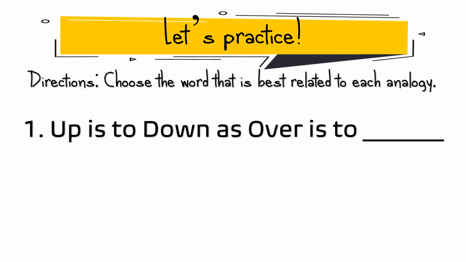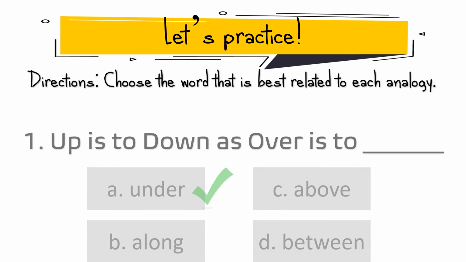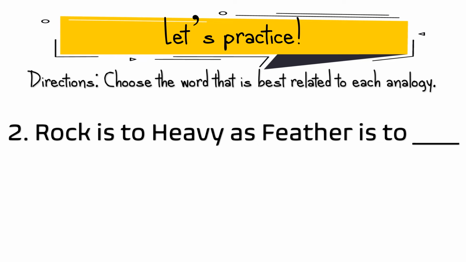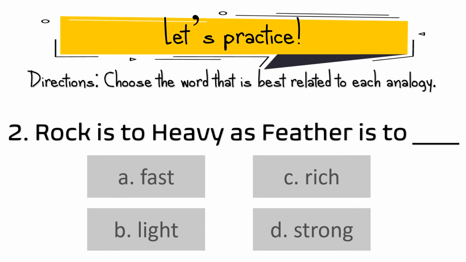Number 1, up is to down as over is to blank. Choices are A, under, B, along, C, above, D, between. The answer is A, under. Up is to down as over is to under. Number 2, rock is to heavy as feather is to blank. Your choices are A, fast, B, light, C, rich, D, strong. And the answer is light. Rock is to heavy as feather is to light.